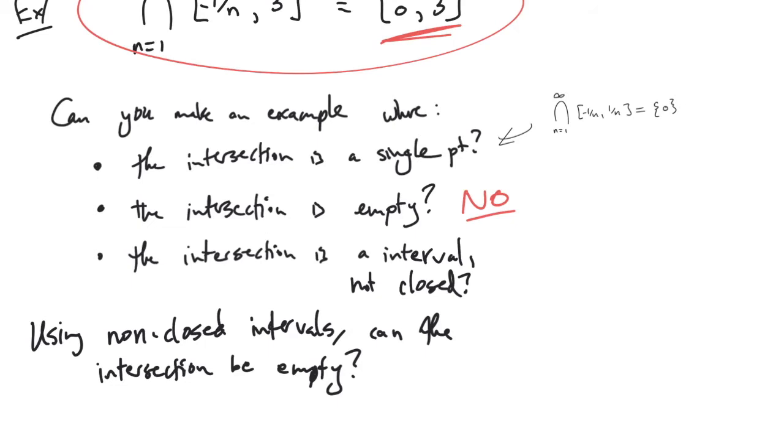I said negative n and n. Negative n to n. I think this is a good idea, but those are not nested, because these actually get bigger every time when the n increases. You need them to get smaller every time. Yeah, that's not a bad idea, but I appreciate the idea. It's just wrong. Any other ideas?